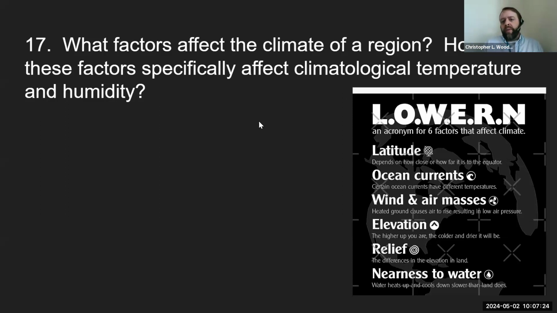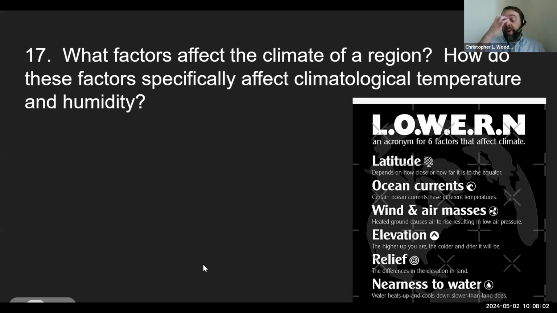The higher your latitude, the cooler you are. Ocean currents, if they're bringing warm air, you're going to stay warmer. If they're bringing cooler water, you'll stay cooler. Wind and air masses, where you are depends. Your latitude can also determine how those global winds interact, and the different types of air masses that are interacting. Relief is topography, for example, rain shadow, and then nearness to water. So with the high specific heat of water, you're not quite as high temperature in the summer, and you're actually warmer in the winter.